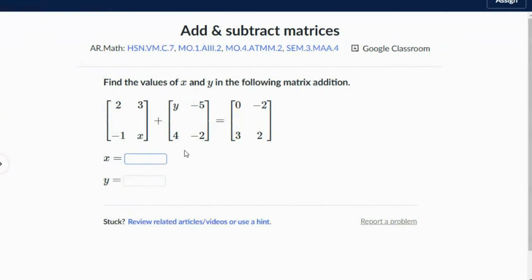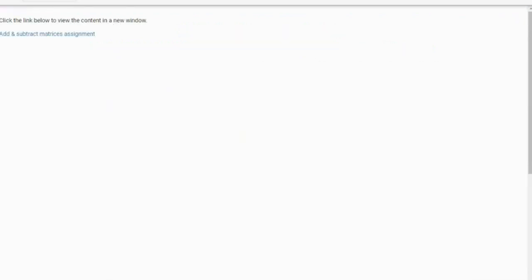So the only thing to remember about addition and subtraction is they have to be the same size matrices. If they're not, it's undefined. There's no answer. We cannot add them unless they're the same size. Same number of rows, same number of columns. That's the big thing. It has to be. All right, let's look and see what the other assignment says.